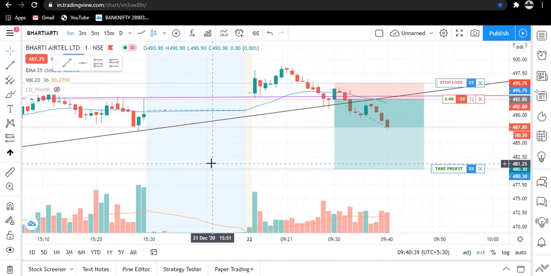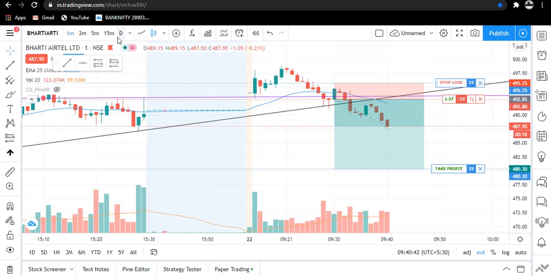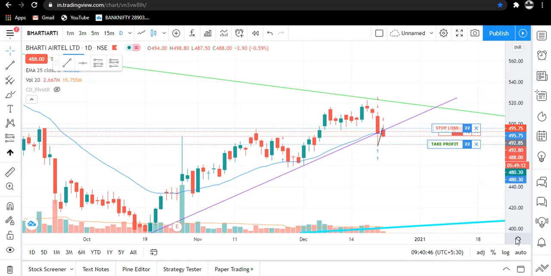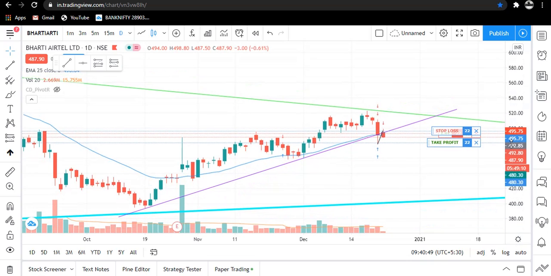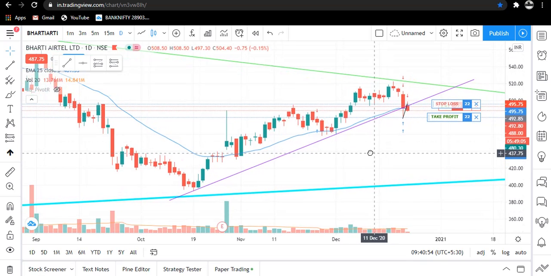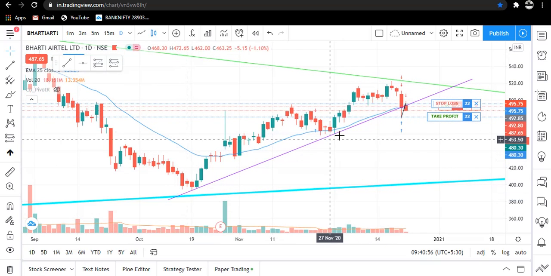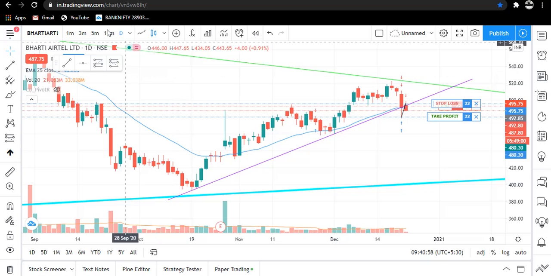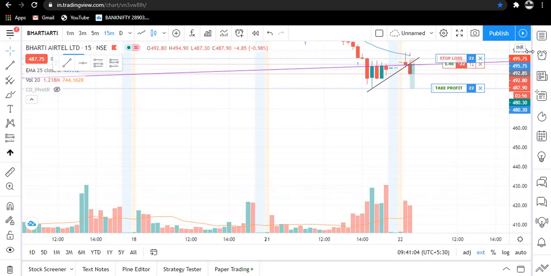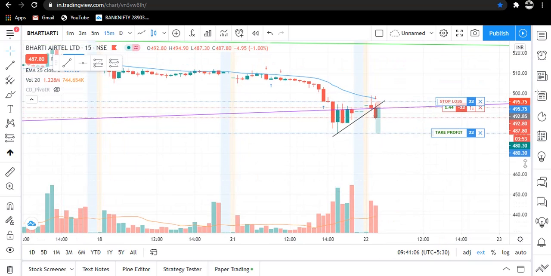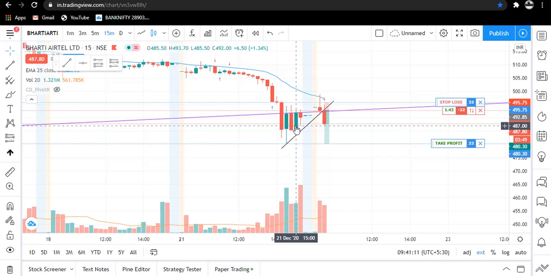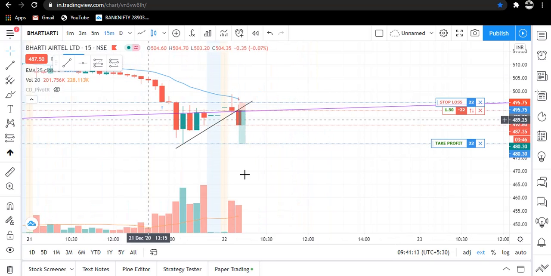So traders, let me first open the 1 day time frame. You can see traders, in the 1 day time frame I had drawn our trend line here. You can see this trend line was broken out. I have opened the 15-minute time frame. Here the breakout of this 1 day trend line was given yesterday by this big momentum.